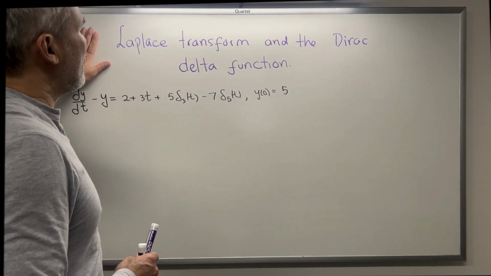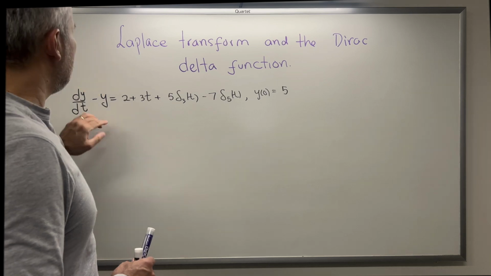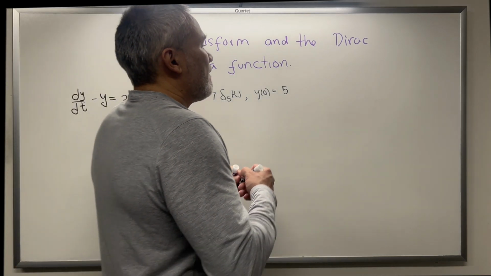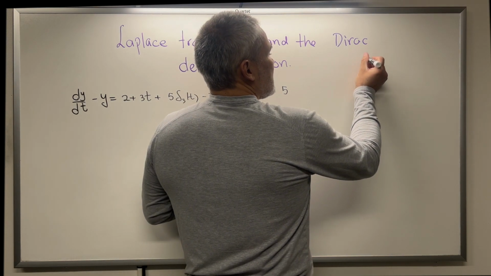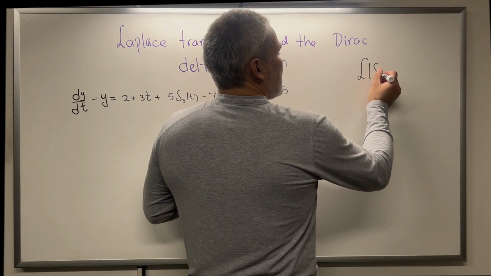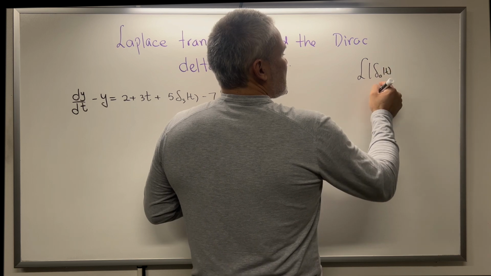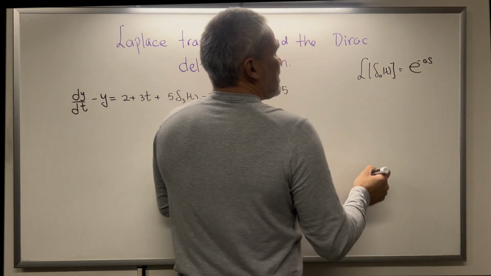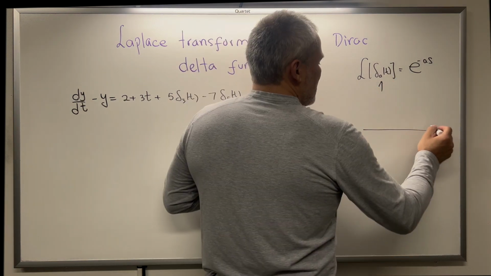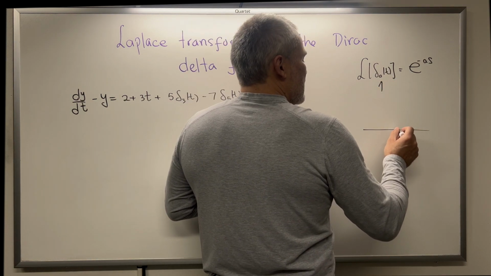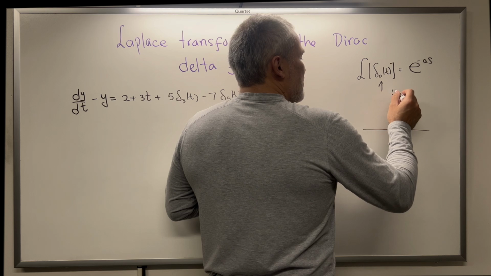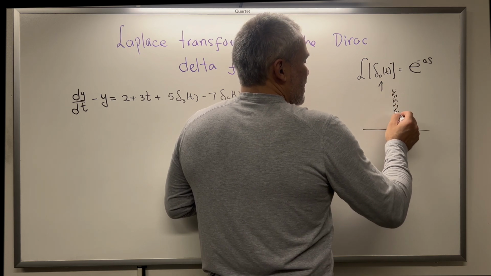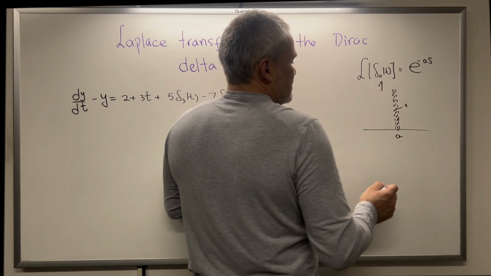Okay, in this video we will see how to solve a differential equation that involves a delta Dirac function. Useful formulas are these. The Laplace transform of the delta Dirac function at a is just e to the negative as. Remember that this function can be viewed like a function that is a big number near a, and the area under the graph is 1.